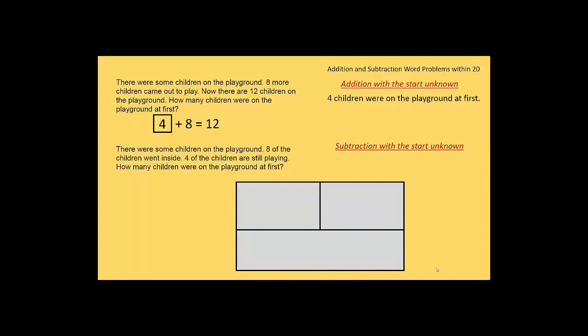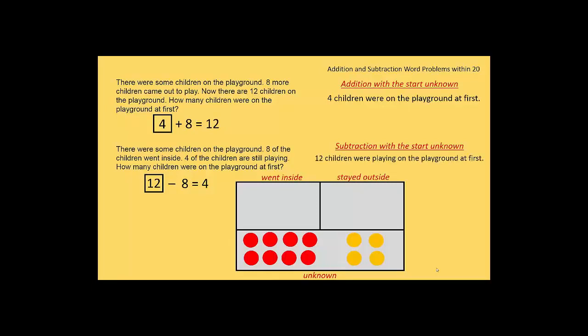To solve this type of situation, students would need to understand that the whole, which is the number of children who were playing on the playground at the beginning, is unknown. We do know the 2 parts, or the 2 groups of children. The 8 who went inside, and the 4 who stayed outside. Understanding that if they take the 2 groups and combine them, they can figure out the number of children who started out on the playground. The 8 who left and the 4 who stayed make 12. 12 children were playing on the playground at first.